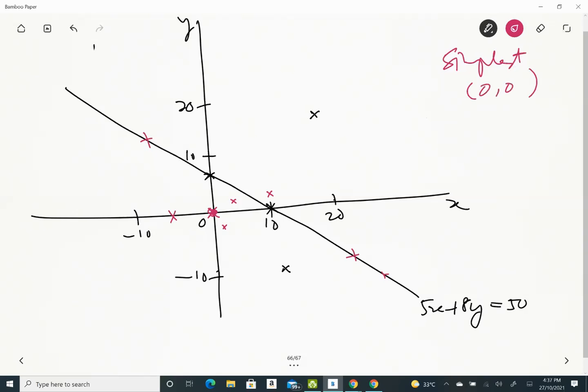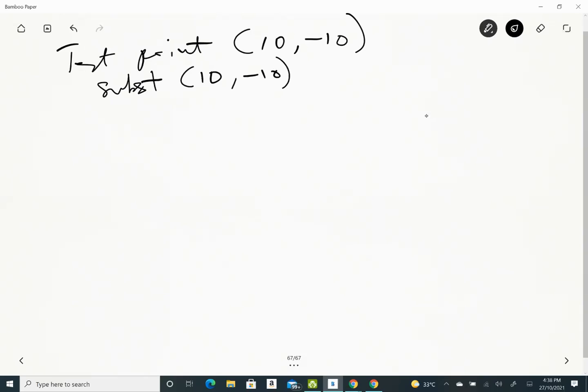I will show you why we choose 0, 0. But let me first use the points that were given here. Let's start with this point, 10, negative 10. So our test point is 10, negative 10. Now you want to test that point. Does it satisfy the inequality or not? So we substitute the point 10, negative 10 into the inequality 5x plus 8y bigger or equal to 50.